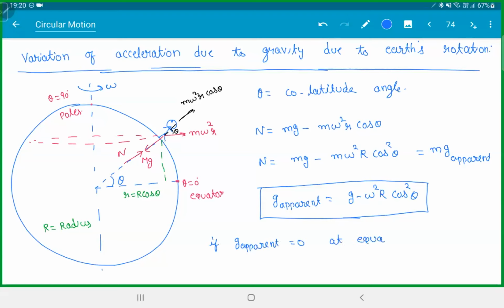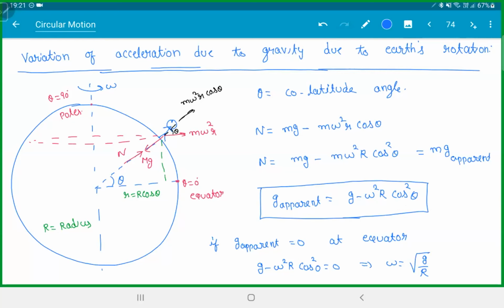The question will be like, find omega so that the people at the equator will float. If g apparent is 0 at the equator, this will be g minus omega square r cos theta equal to 0. We get omega is equal to root g by r. So if we can make the planet rotate with this omega, people on the equator will literally start floating. We will not be touching the ground anymore. People at other places will be fine. Only people at the equator will be floating, because at other places cos theta will not be equal to 1, it will be less.